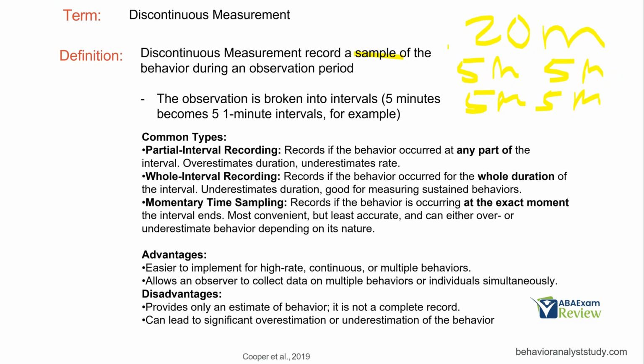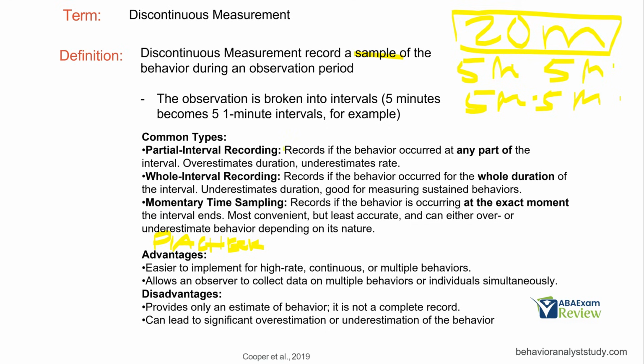And so you're not going to get data across the whole 20 minutes. You're only going to get these 4 data points. And what do we mean by only 4 data points? Well, in these 4 intervals, you're going to use probably partial interval, whole interval, or momentary time sampling. We also have PLACHECK, which is our planned activity check. That's just momentary time sampling for a group.